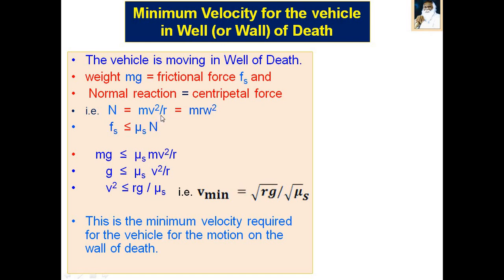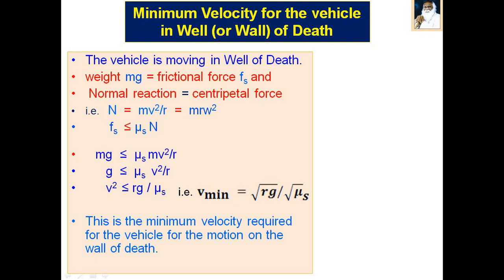It is given by mv square upon r, or if we substitute the value of v equal to r omega, then it will be m r omega square. Here normal reaction N equals mv square upon R. In the well of death, the force of friction should be less than or equal to mu into N. This is the important equation. F is directly proportional to N.